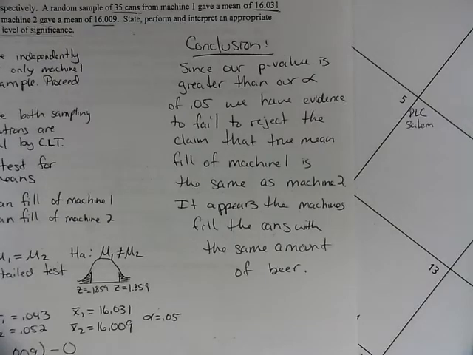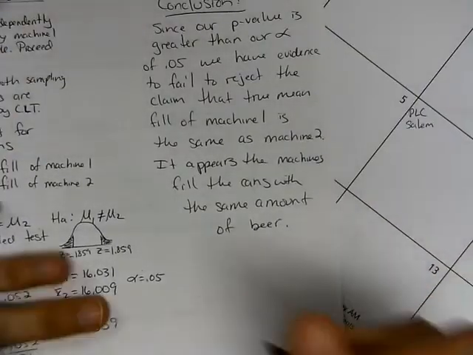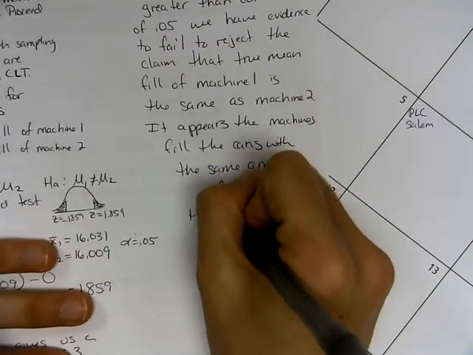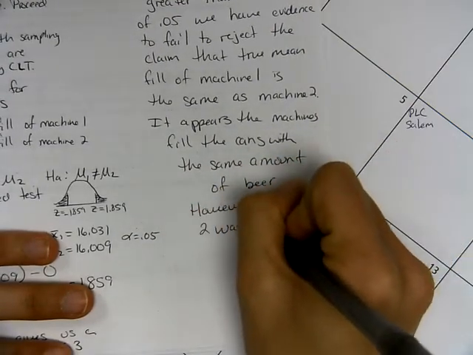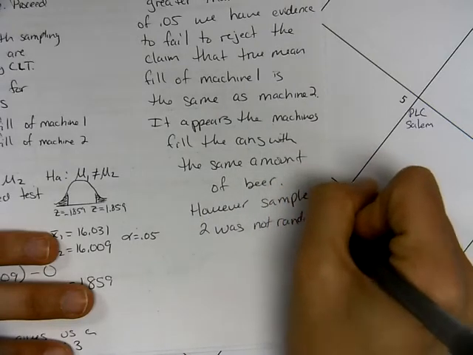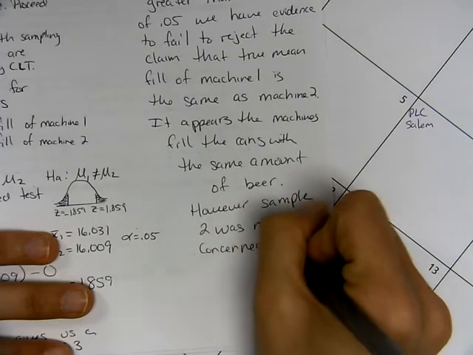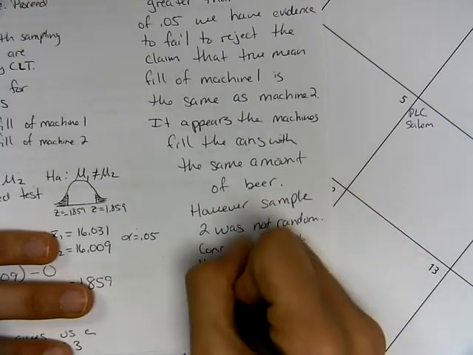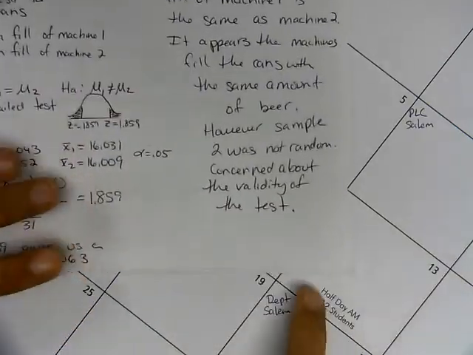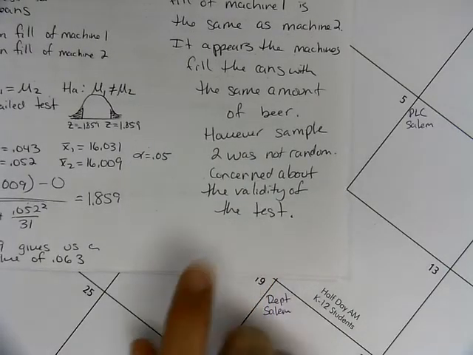So, questions on this? Like I said, we probably should put something about proceeding with caution. Sorry. However, sample 2 was not random. Concerned about the validity of the test. But honestly, you should not have to write that on a quiz or a test. We try to make sure that all the conditions are met.